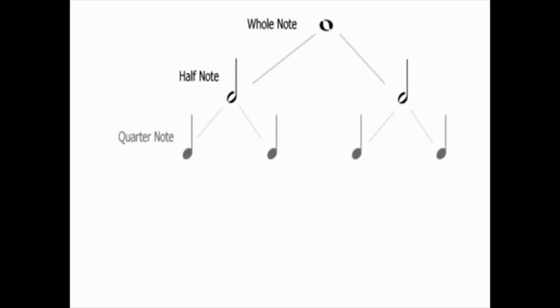So, let's look at how all of these notes fit together. On the top of the pyramid, we have the whole note, which we said gets 4 beats. Next, the half note, and we said that each half note gets 2 beats. Therefore, it takes 2 half notes to make 1 whole note. After the half note, we have the quarter note, which we said gets 1 beat. So, it takes 2 quarter notes to make a half note, but 4 quarter notes to make a whole note.